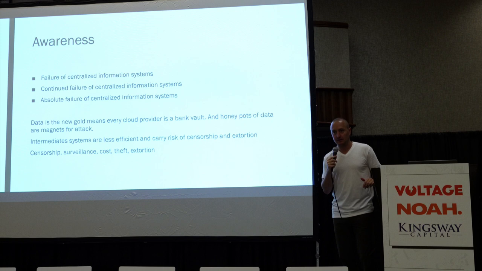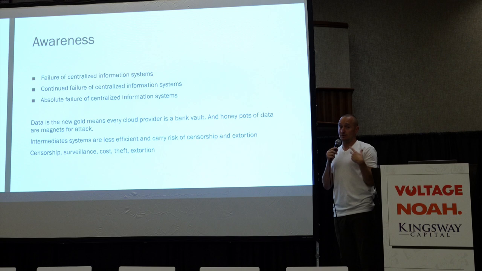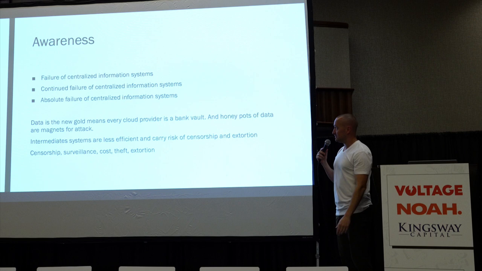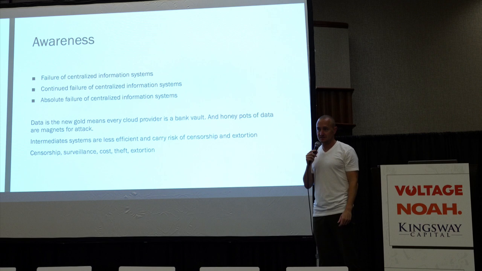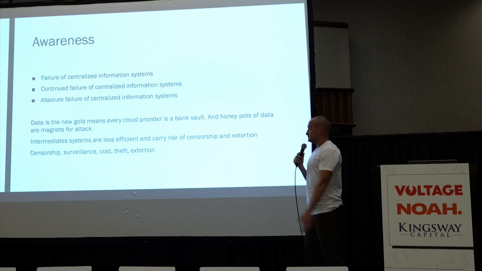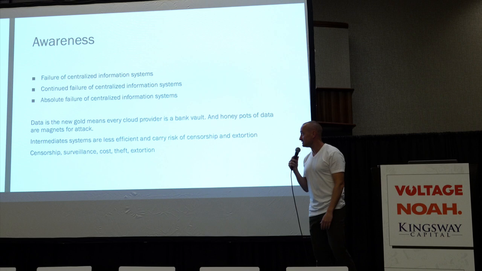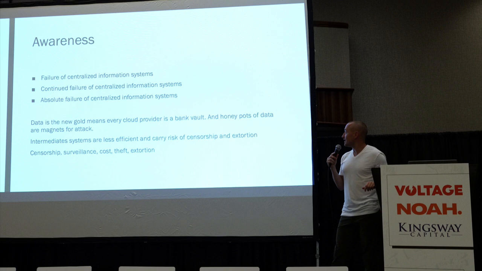What we need to happen, we don't want to happen because it means bad news for the world, but it's going to happen, is continued failure of information systems, and then the absolute failure of centralized information systems. They're just dying. If data is the new gold, every cloud provider is a bank vault. Honeypots of data are magnets for attack. Intermediated systems are less efficient. They carry risk of censorship and extortion. Censorship, surveillance, cost, theft, extortion, you name it.